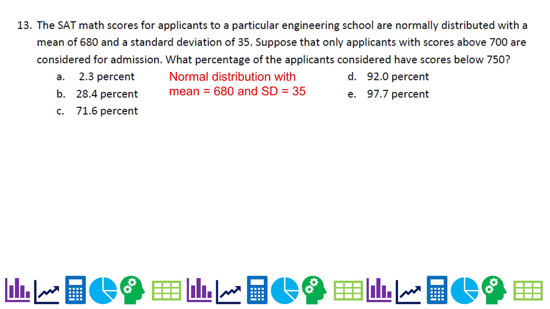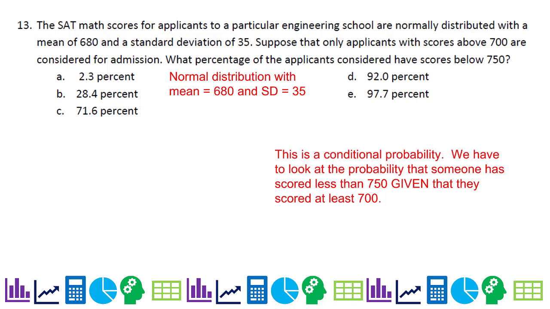Suppose that only applicants with scores above 700 are considered for admission. What percentage of the applicants considered have scores below 750? So this is a conditional probability. We have to look at the probability that someone has scored less than 750 given they scored at least 700.